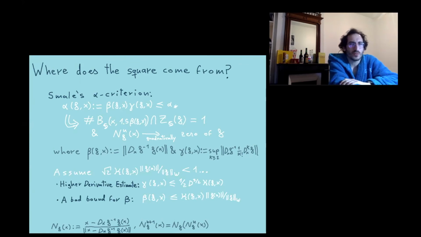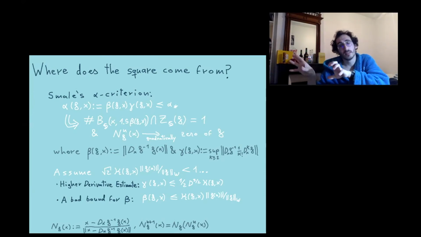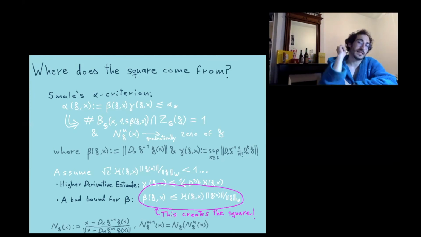And then usually a bad bound for beta is used. We bound beta by the product of the local condition number and the evaluation of the system at the point. And here is where the square comes from. Whenever you do this with beta, there is no way of getting around getting a kappa square, because you will get a kappa coming from beta and a kappa coming from gamma, and this will give you a kappa square.